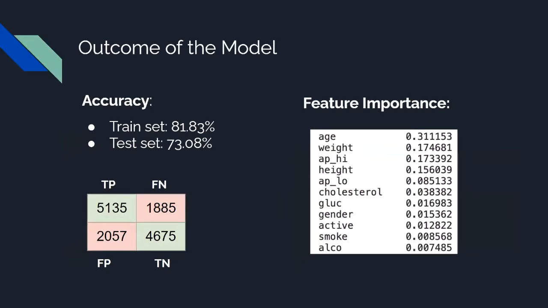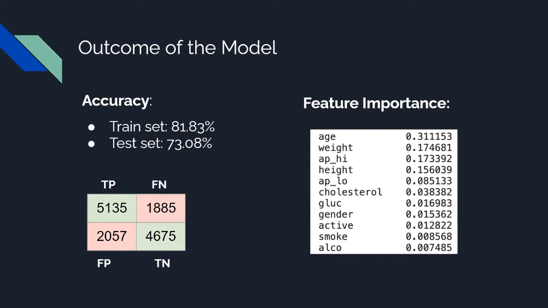Okay. For our model's accuracy, we got 81.83% on our train set and 73.08% on our test set. We created a confusion matrix to show the number of values that the model classified correctly versus incorrectly. On our slide is the confusion matrix for the test set. The green squares show the number of true positive and true negative values, and the red squares show the number of false negative and false positive values.